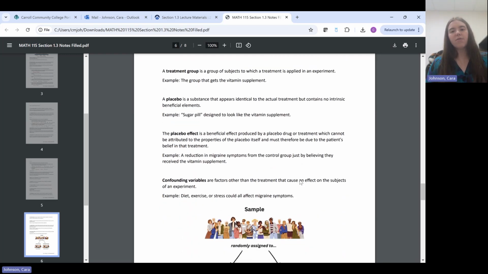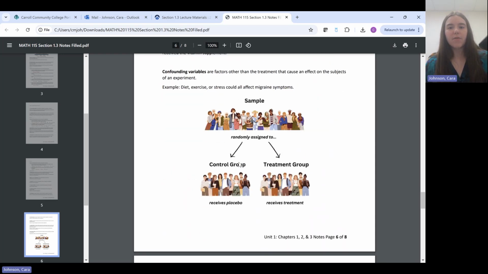So the placebo effect, you've probably heard this term before. This is a beneficial effect produced by a placebo drug, which cannot be attributed to the placebo and must therefore be due to the patient's belief in that treatment. In other words, they get better simply because they believe they took the drug, not because the drug did anything. That's why you want both groups to think they took the pill, to control for the placebo effect. For example, the control group may think they had a reduction in migraine symptoms because they think they got the vitamin supplement, but we know they really didn't because they didn't actually get it.